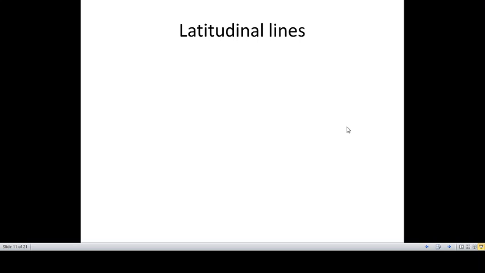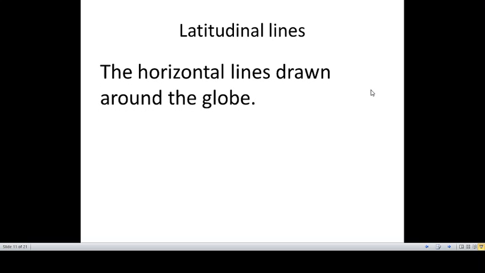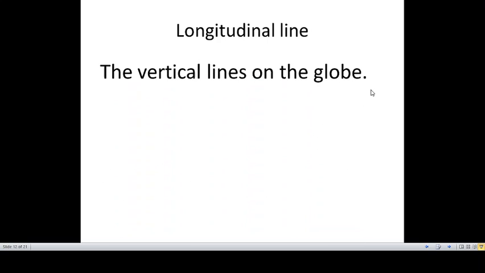So latitudinal lines. What is a latitudinal line? It is also known as the parallel or the horizontal line drawn around the globe. So horizontal is latitudinal, while longitudinal lines are vertical. Vertical, longitudinal; horizontal, latitudinal. So don't forget those keywords, so it's easy for you to answer during a quiz or exam, class.